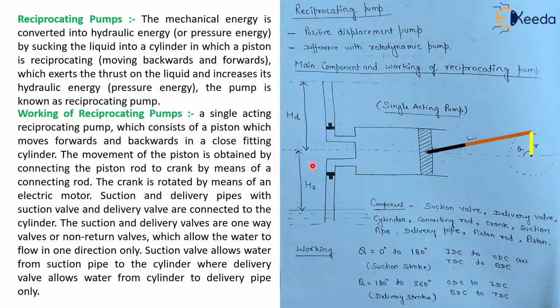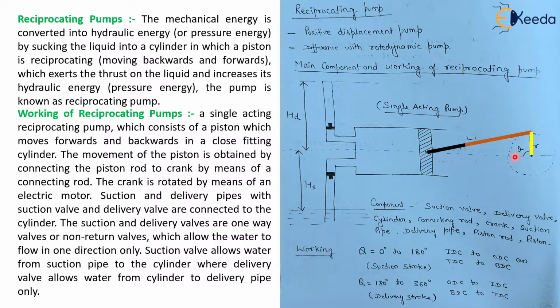Now, how will this reciprocating pump work? You see here, this one is the angle theta and this one is the crank. Suppose theta is 0. Now this yellow line is at this point, that means the crank is at this position. At this position theta is 0, so the piston will be at the inner dead center. This one is the IDC, inner dead center, and this one is the outer dead center.